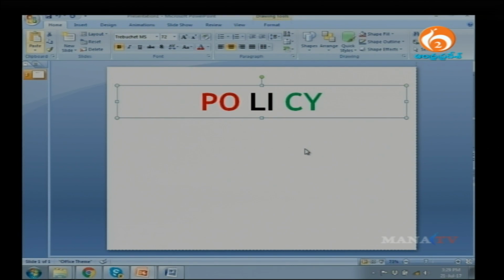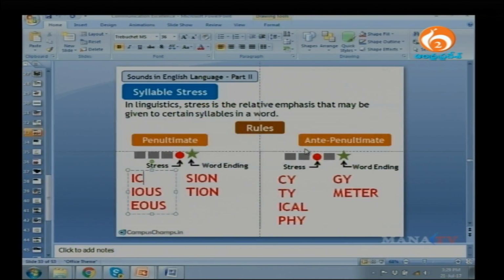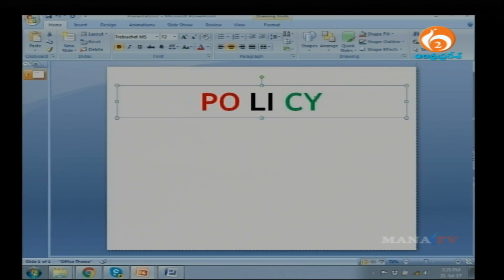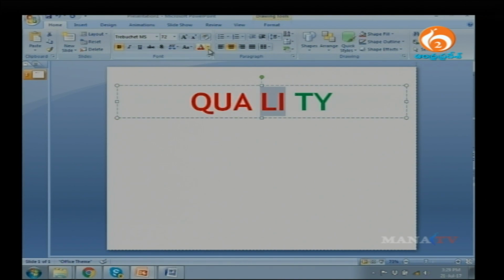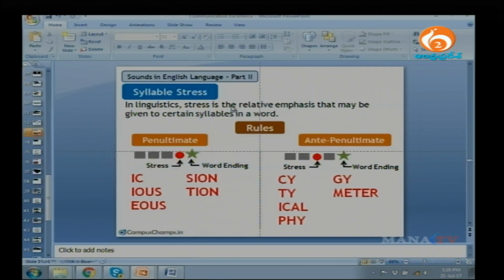Next word ending, TY. Any word that ends with TY. Quality. Now, how many syllables do I have here? Quality. So, the third one from the end will take the stress. Quality. Okay. The next one is ICAL.